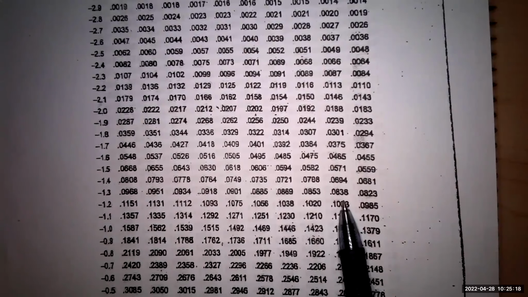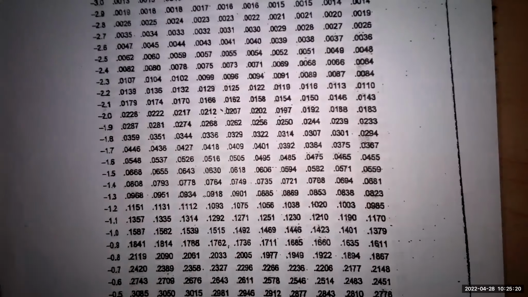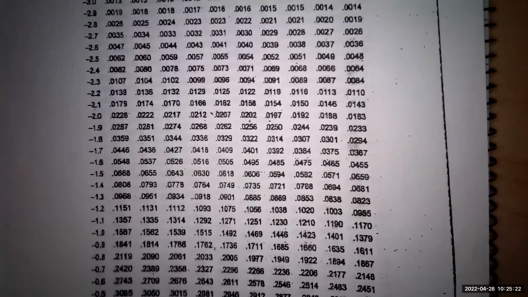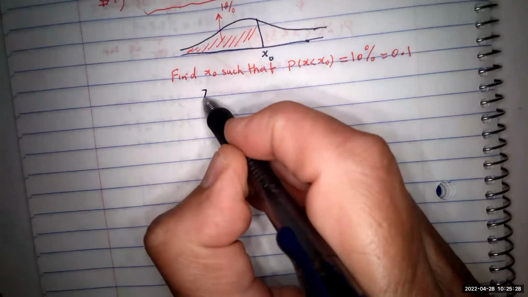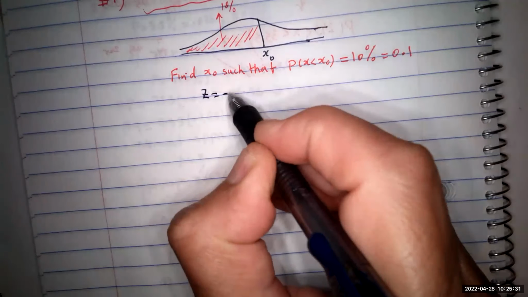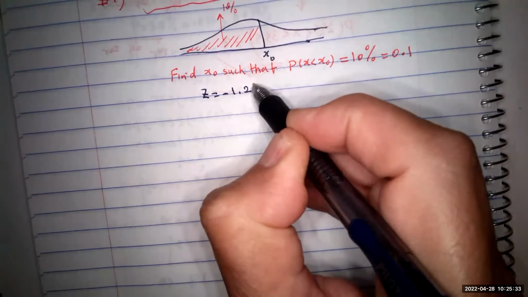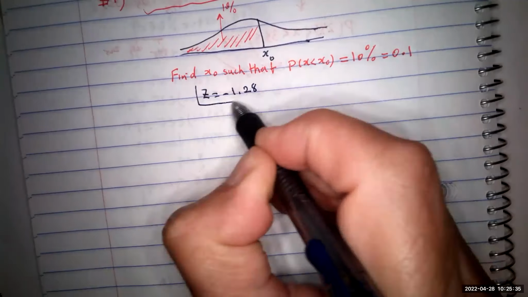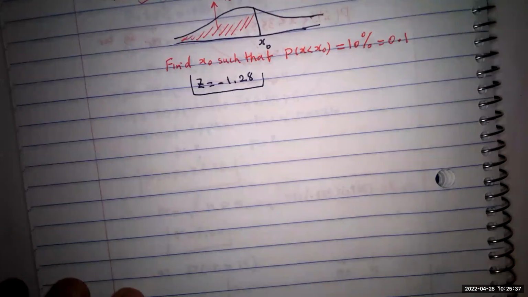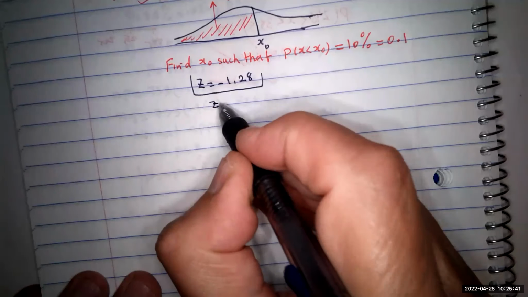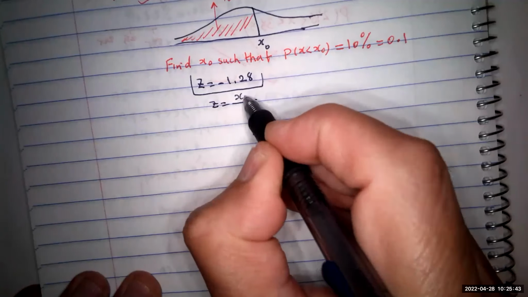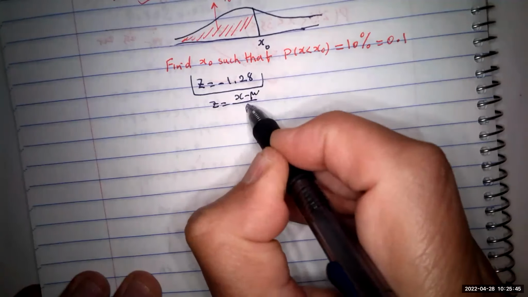Negative 1.28. So in the language of the Z, this would be the number that we're going to get. Over here is going to be Z or Z naught. The number that we're looking for is a negative 1.28. But you have to change it to the X. To change it to the X, you can use the Z formula. Z is equal to X minus mu over sigma.